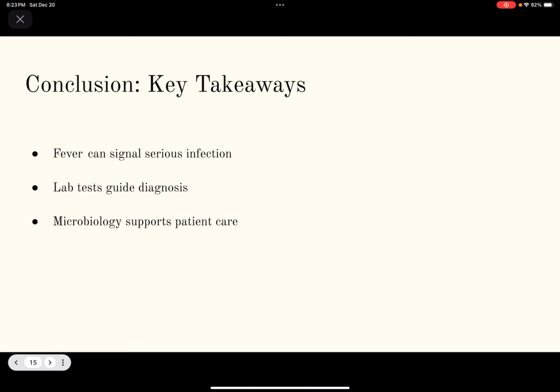So my conclusion is that this case shows how a fever in a young child can be a sign of a serious infection. It also shows how basic lab tests, like we did, can help identify bacteria and guide treatment. This case combined microbiology lab work and linked it to real patient care.